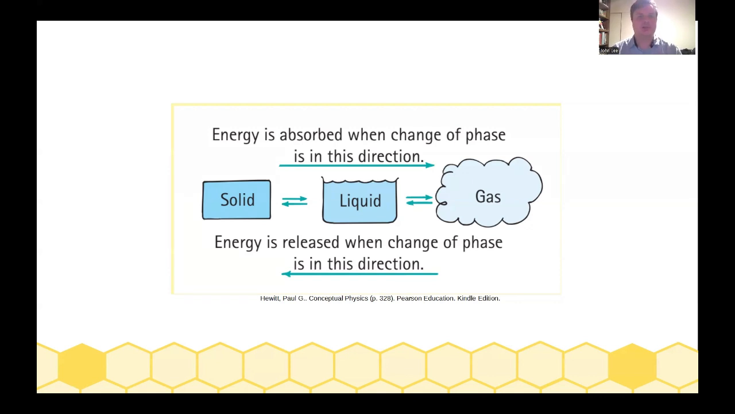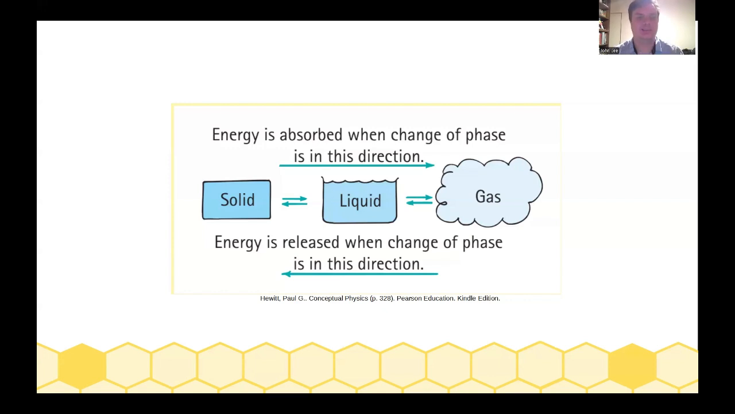When energy is absorbed, a change of phase occurs from a solid to a liquid or liquid to a gas, or sometimes from a solid to a gas in a process called sublimation. And when energy is released, the phase change goes from gas to liquid or liquid to solid.